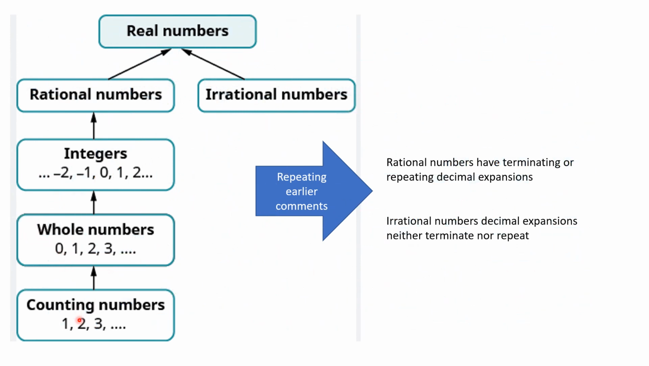To look at this another way then, the counting numbers are contained in the whole numbers, are contained in the integers, are contained in the rational numbers, are contained in the real numbers. But the real number line contains both rational and irrational numbers, and these two sets do not overlap. Repeating some earlier comments, rational numbers have terminating or repeating decimal expansions, but irrational numbers' decimal expansions neither terminate nor repeat.